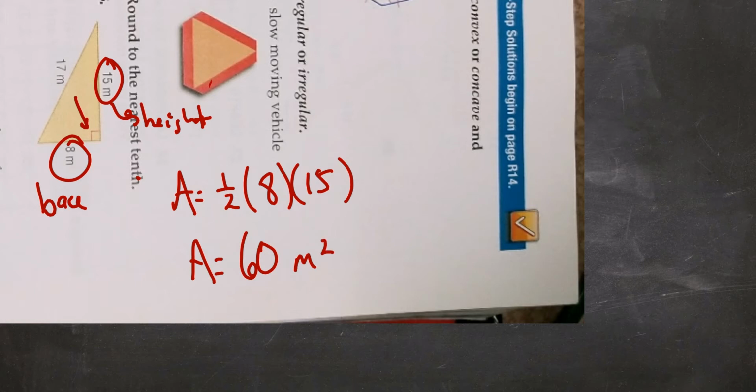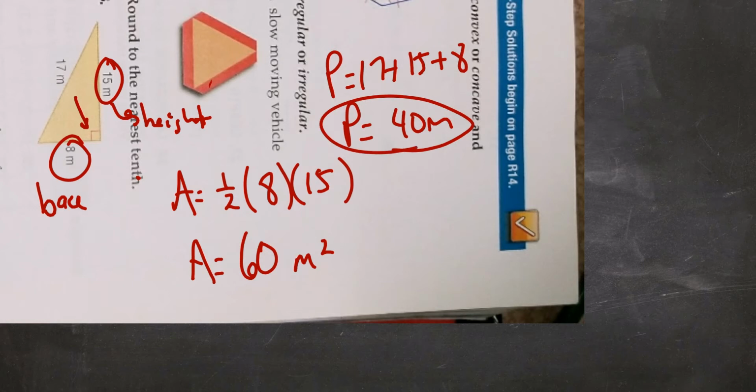Now perimeter is pretty easy. So perimeter, you're just going to add the sides together. So you're just going to do 17 plus 15 plus 8. So my perimeter is going to be equal to 40 meters. Remember, perimeter you can measure with a ruler. That's why there's not square meters. You're just measuring it. So that's like a distance. Area is like how many little boxes I can fit in there. That's why it's square meters. It's little squares I can fit in there.